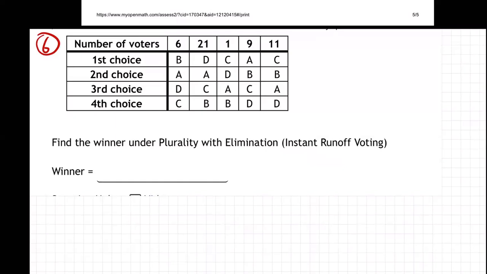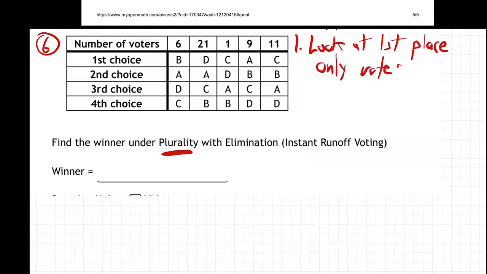So what do you do? Notice it has the word plurality in it. Just to help you keep these all straight, whenever you see the word plurality, you should think first place only. That's what it means. Plurality is first place only. So what do you do in this method? Step number one, look at first place only votes.